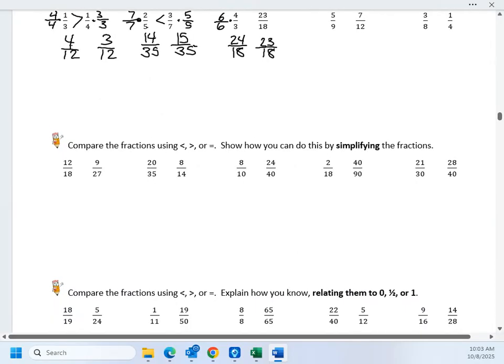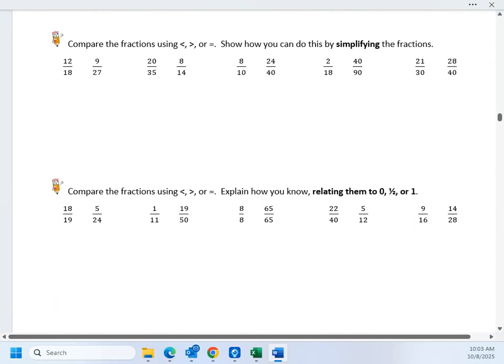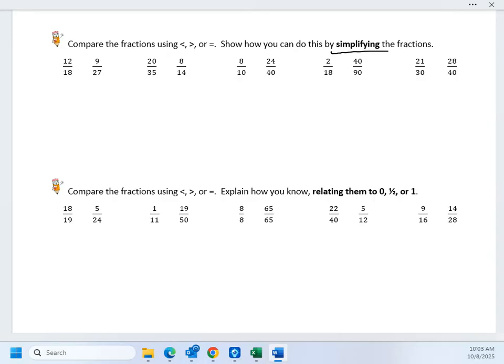Our next section says compare fractions again, using less than, greater than, or equal to, but this time, we're going to simplify our fractions to compare them. So we're gonna simplify down to the same denominators. So if we look at 12/18ths and 9/27ths, what do you think I could simplify that down to? How low can we go?